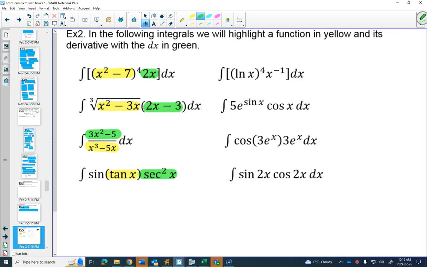So we notice a function inside, and we notice its derivative is present. This will always be the formula or the hint that you should use integration by substitution. Here, ln x is inside the power of 4. So that looks like my inside function. And the derivative of ln x is 1 over x. And sure enough, that shows up in the question as well.